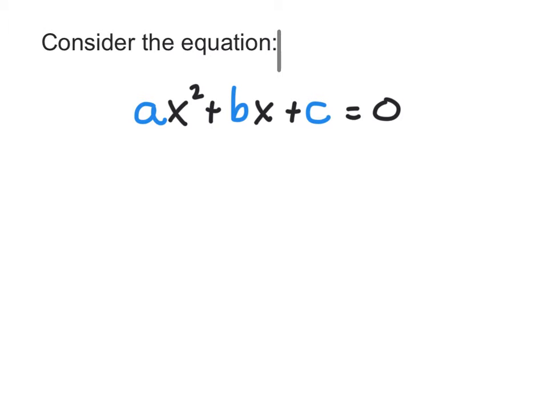So before we begin, let's just consider our quadratic equation. This equation's in what we usually call a standard form. It's ax squared plus bx plus c. The a, b, and c, which are written in blue, these are all coefficients, right? So those are just numbers in front of x squared, x, and then by itself.